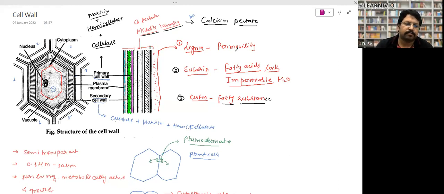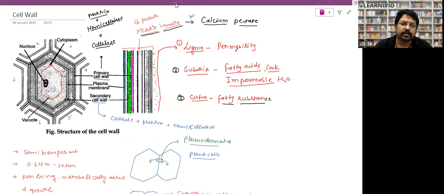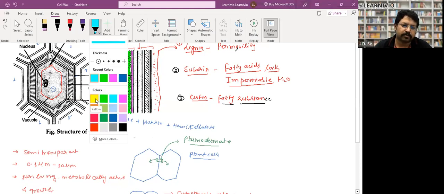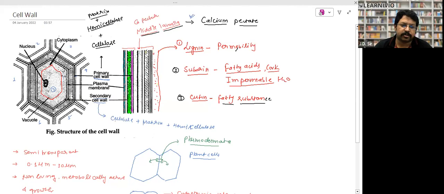Between the two cell walls, there is a substance. Try to understand. Between two cell walls, there is a substance, and that substance is called middle lamella. This is the middle lamella. You can see this yellow color structure which I have drawn over here. This yellow color structure is called middle lamella. Middle lamella is a cementing substance.